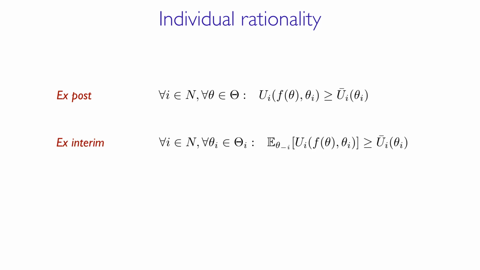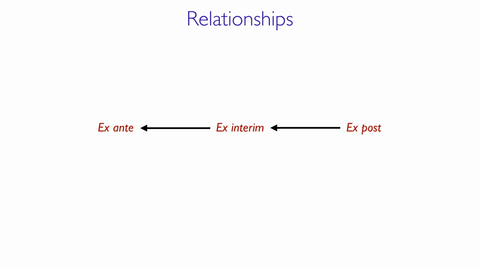Ex-interim individual rationality requires that the utility of player i in every possible outcome returned by the social choice function is not strictly smaller than the utility given by the status quo, in expectation with respect to the types of the opponents. Finally, ex-ante individual rationality requires that the property holds in expectation with respect to the types of all the players.